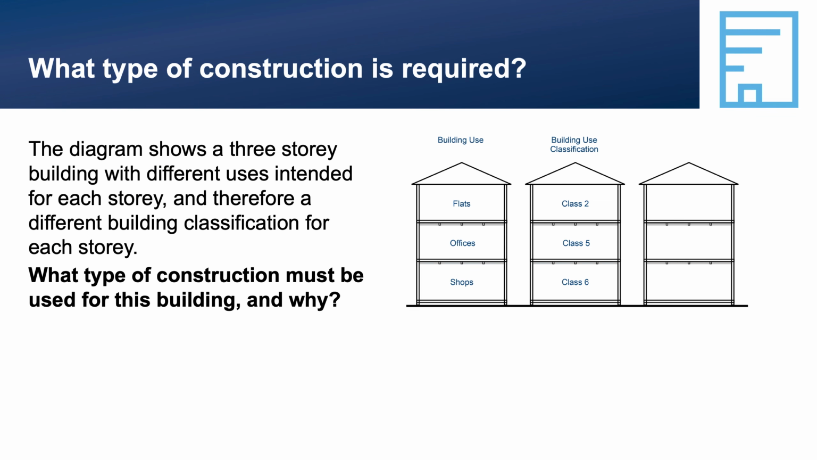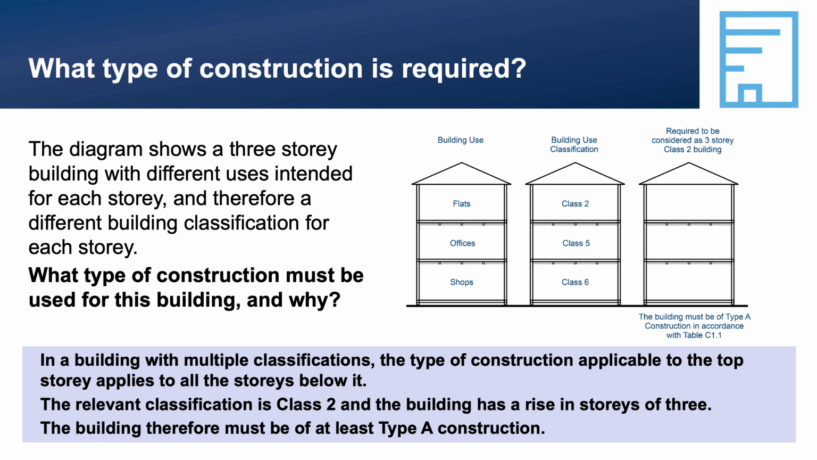What type of construction is required? The diagram shows the same 3-story building, but the intention is to build a Class 4 part of a building on the top story. What type of construction must be used for this building and why? The type of construction applicable to the top story applies to all the stories below it. This does not apply if the top floor is a Class 4 part of a building. The top story is Class 2, therefore this class applies to the whole building for the purposes of determining the required type of construction. The rise in stories is 3, so the building therefore must be at least Type A construction. Refer to Table C1.1.